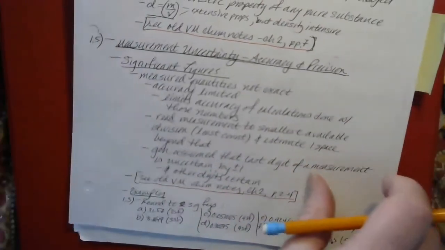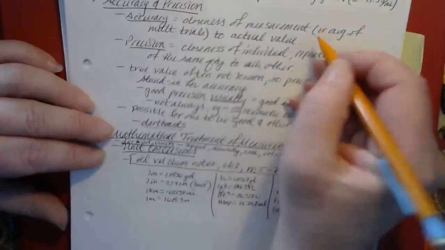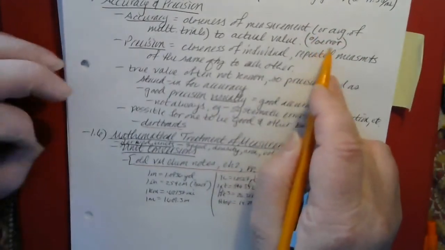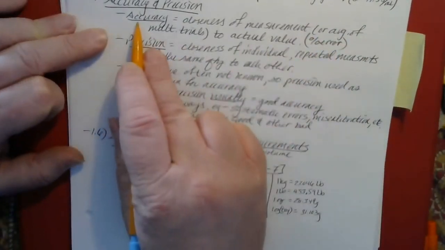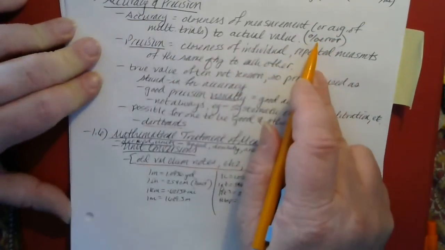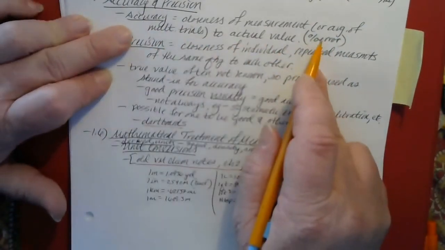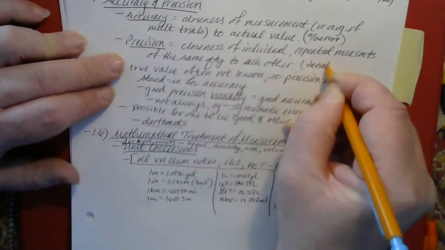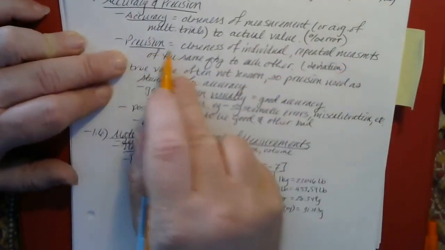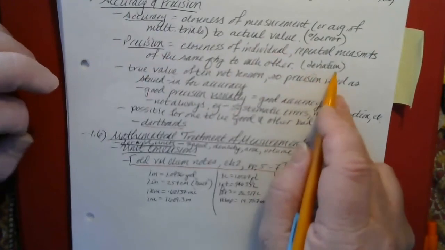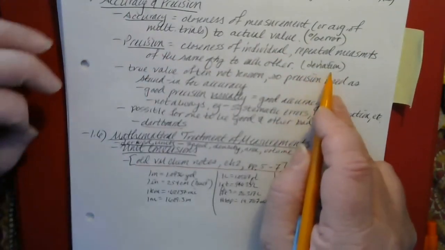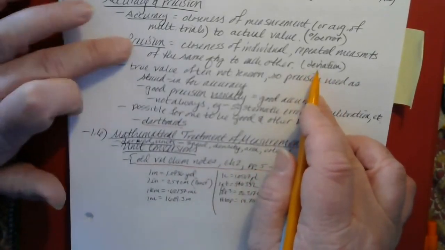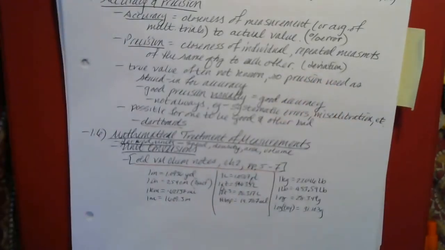In doing calculations, whenever you calculate percent error, you're calculating accuracy. So a small percent error means good accuracy. Large percent error means poor accuracy. When you're calculating precision, the quantity we usually calculate is called deviation or percent deviation. And so if you have a large deviation, that's poor precision. If you have a small deviation, then that's good precision.